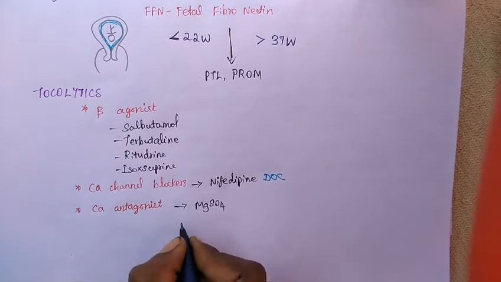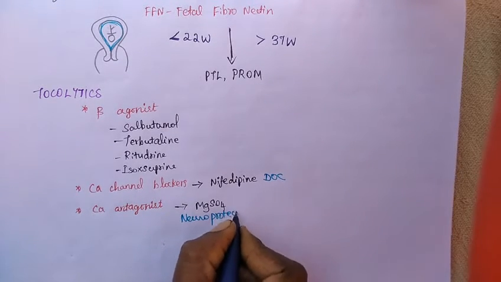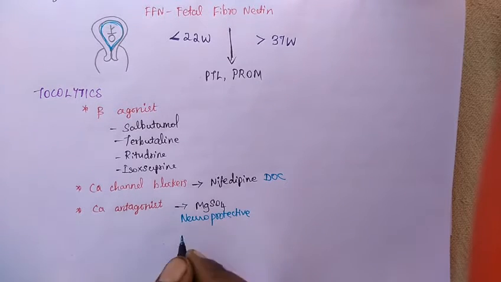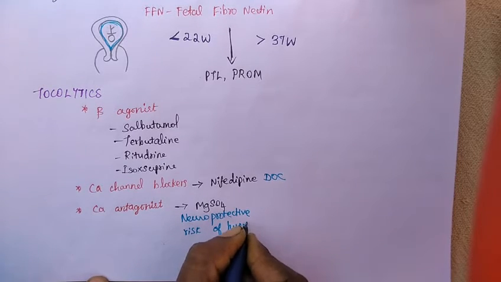This is the neuroprotective one, and it can be asked in the question, what is the neuroprotective? That is magnesium sulfate. And the side effect or risk of magnesium sulfate is hypotonia. The baby may have some respiratory distress, so there is a risk of hypotonia.